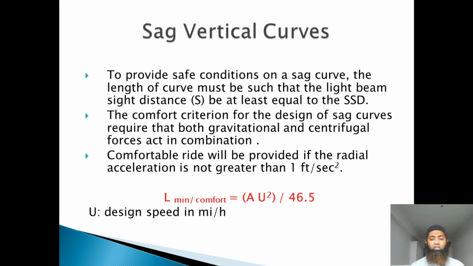Here V is the design speed in kilometers per hour. So L minimum by comfort is equal to A V squared divided by 46.5, where V is the design speed. We can get it this way.